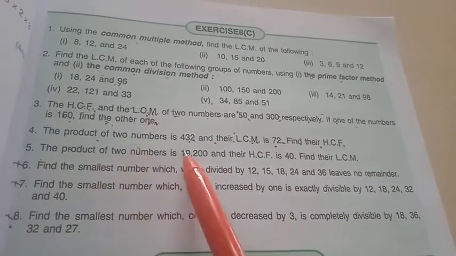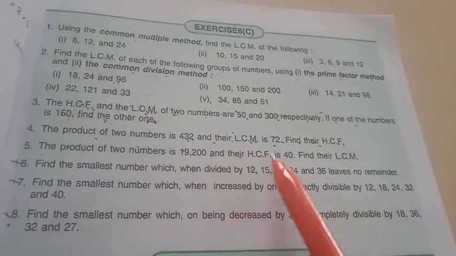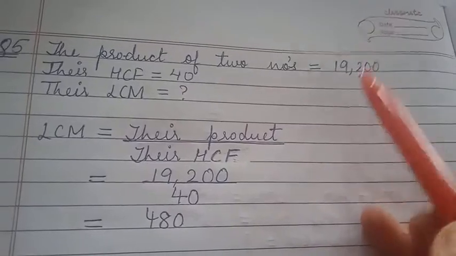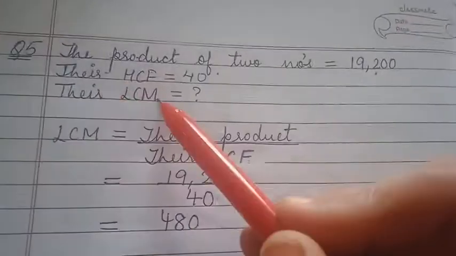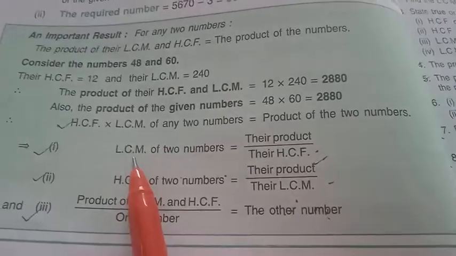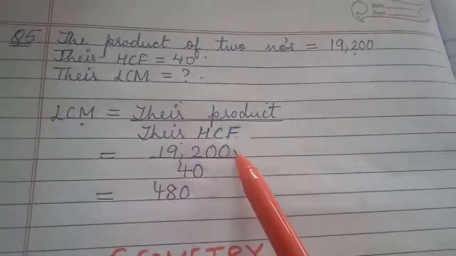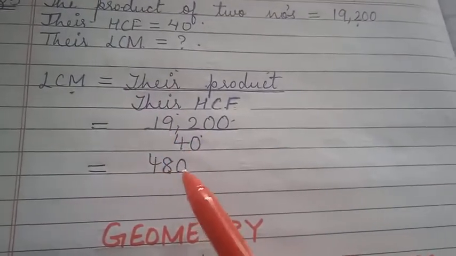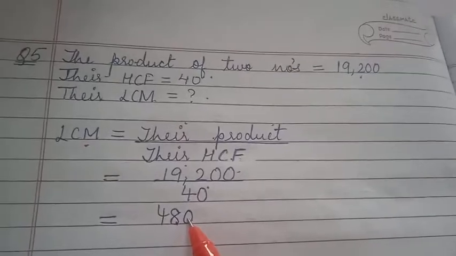Okay, so the product of two numbers is 19,200 and their HCF is 40. Find their LCM. So, what is given, that we have written: the product of two numbers 19,200. Their HCF is given, 40, and their LCM we are supposed to find out. So, LCM is their product upon their HCF. You can see the formula here. So, 19,200 upon 50, that is 480. So, the required LCM is 480.